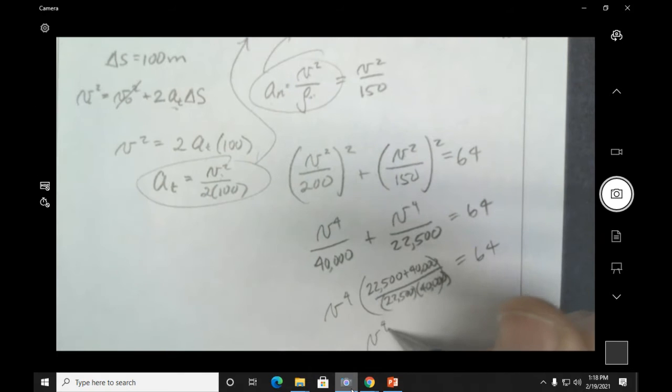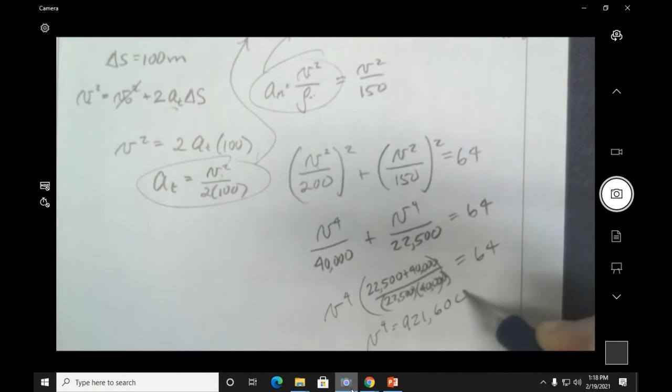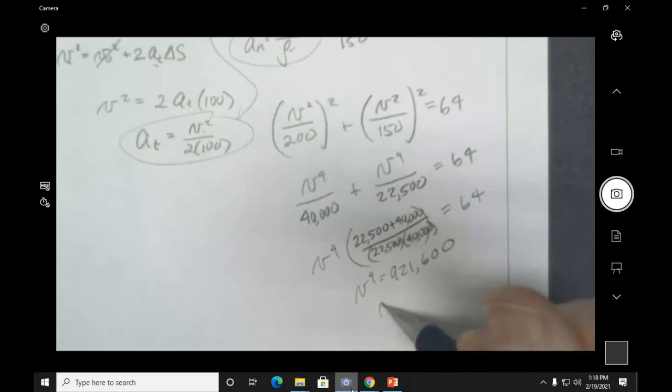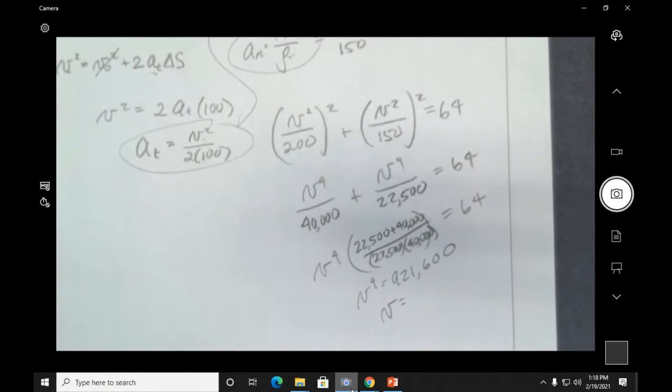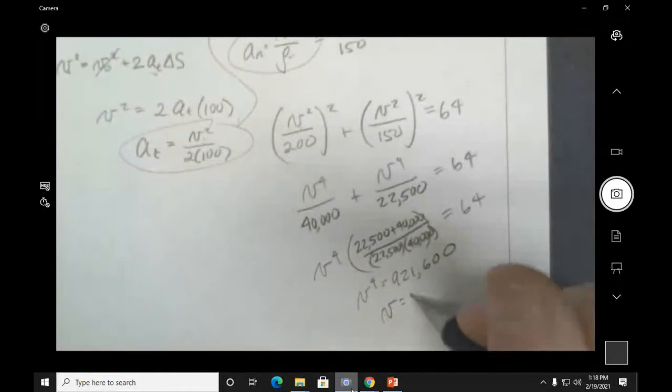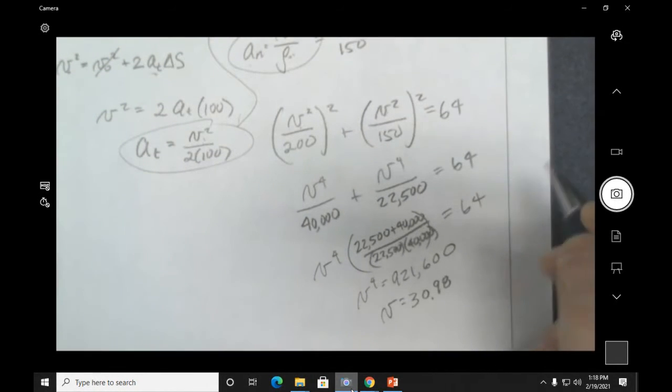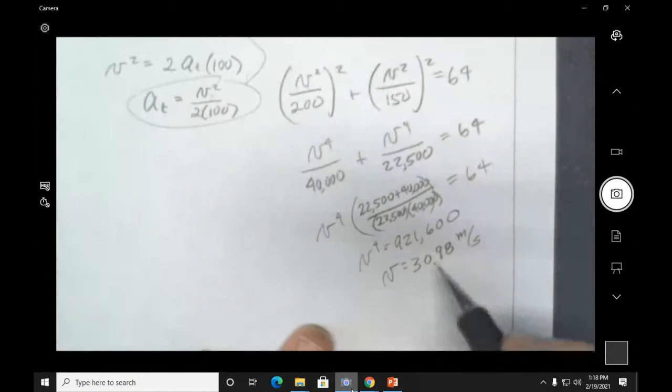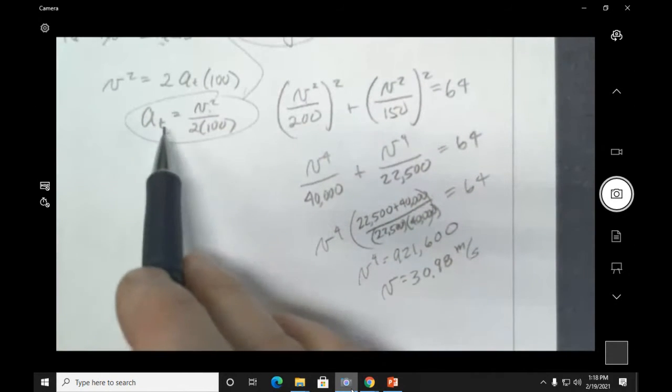I get v to the fourth is equal to 921,600, and then I can take the fourth root of that. Right here. And boom. So I get 30.98, and these are meters per second. So I'm going to take that and plug it back into here.